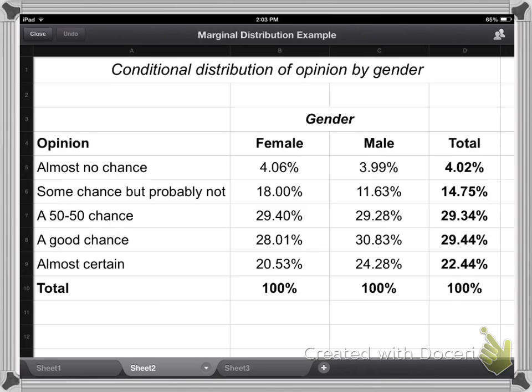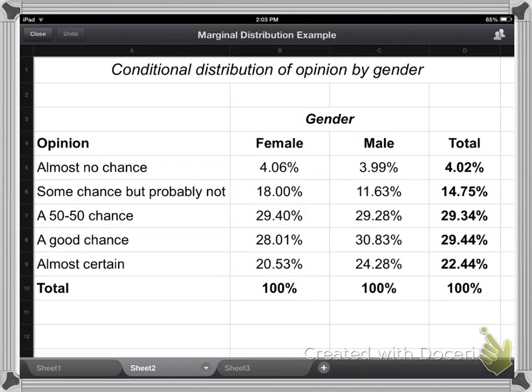If we're looking at the column with the female data, we can quickly see that the greatest number of respondents said that they thought they had a 50-50 chance of becoming rich within their lifetime. But quite close to that was those who said they had a good chance. So most of our data for the females is clustered around these 2 responses. Very few were pessimistic about their future and said they had almost no chance. And about 1/5 of them actually said that they were almost certain that they would be rich within their lifetime. So you can easily see how the data is distributed within the gender for female.